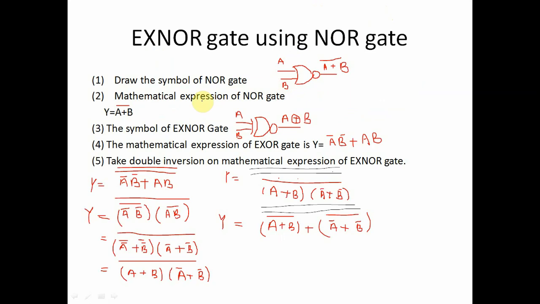Draw the symbol of NOR gate, taking the mathematical expression of NOR gate, then draw the symbol of XNOR gate, then after that write the mathematical expression of XNOR gate. This one is the mathematical expression of XNOR gate. The mathematical expression of XNOR gate is a bar b bar plus ab. Now take the double inversion here: a bar b bar plus ab. This one is the double inversion method.